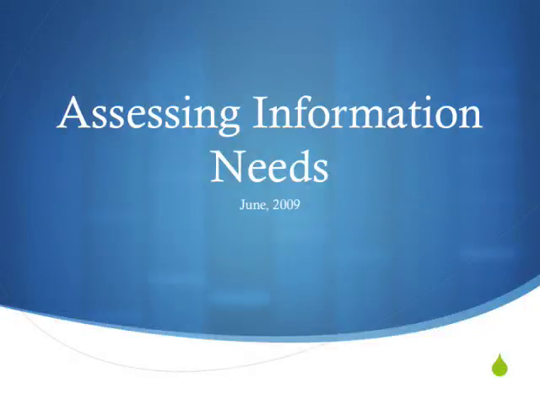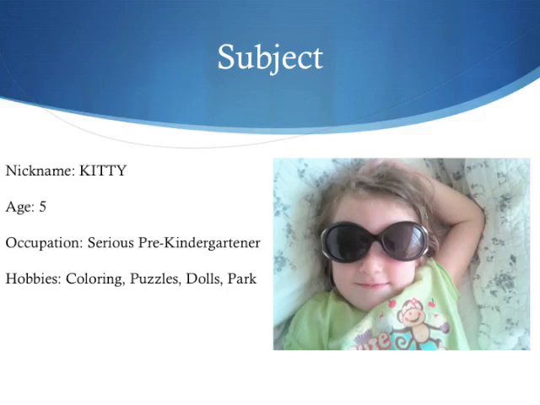This is a presentation on assessing information needs. The decision maker I interviewed goes by the nickname of Kitty. Kitty is 5 years old and she is a serious pre-kindergartner. Her hobbies include coloring pictures to hang on the refrigerator, playing with her dollies, puzzles, and taking frequent trips to the park. She leads a very busy life and often she faces tough decisions.